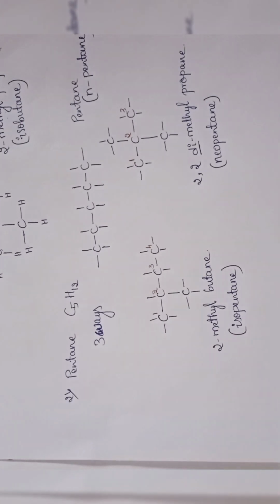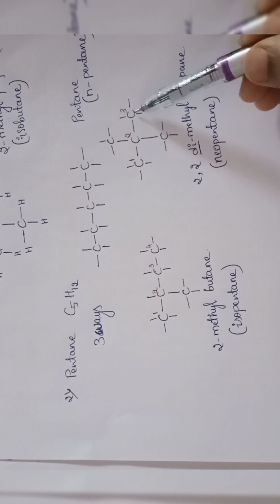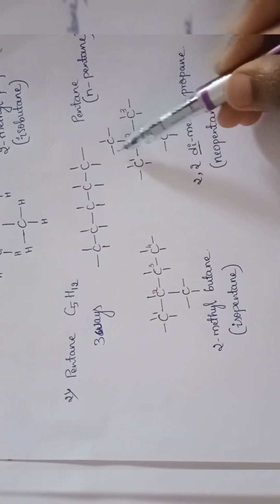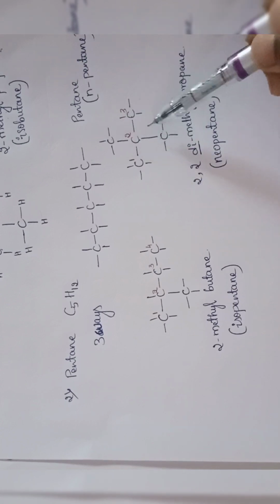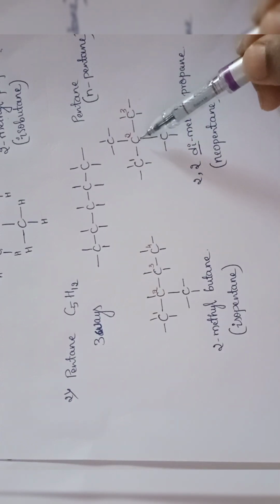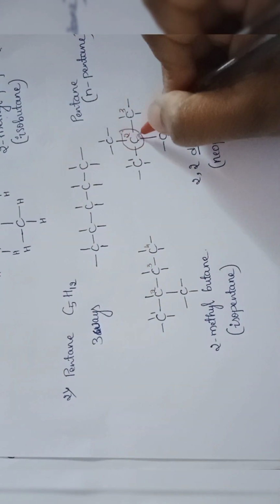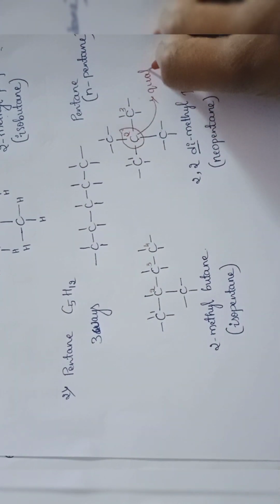One more thing to discuss: based on the number of carbon atoms attached to a carbon atom, the carbon atoms are named primary, secondary, tertiary and quaternary. This carbon is attached with 1, 2, 3, 4 carbon atoms. This carbon is attached with 4 other carbon atoms. Hence this carbon atom is called a quaternary carbon atom.